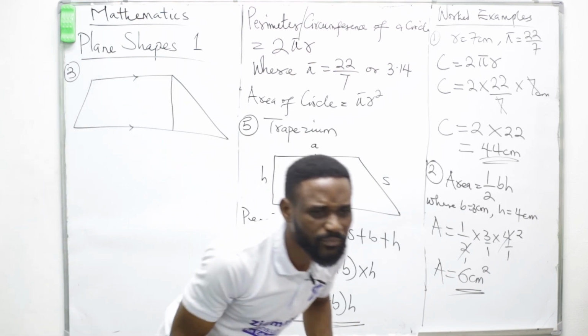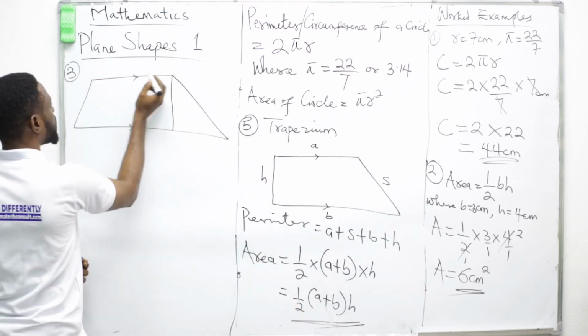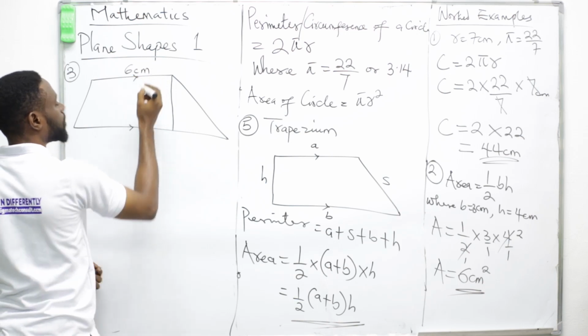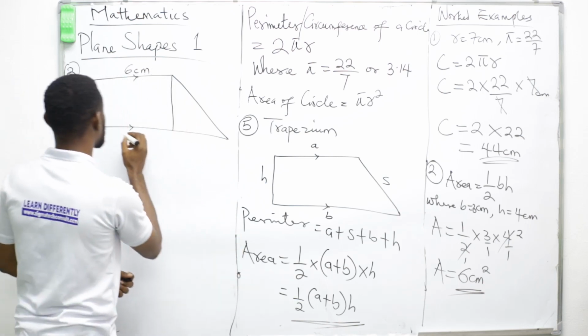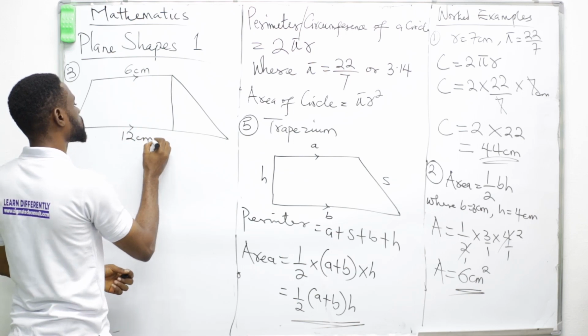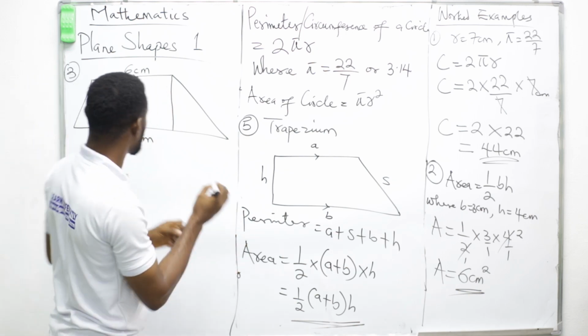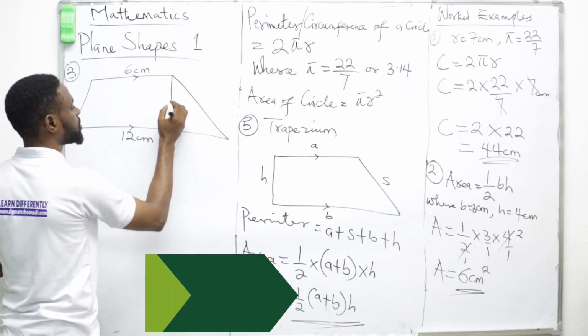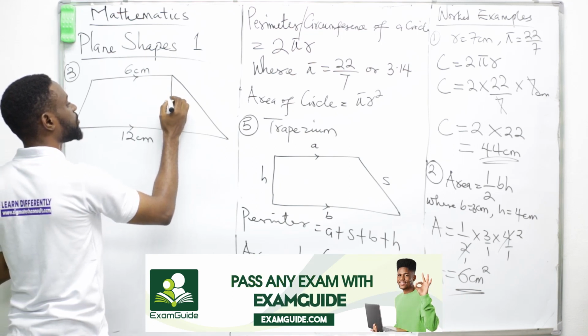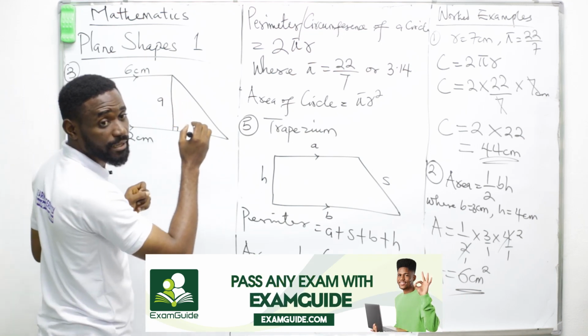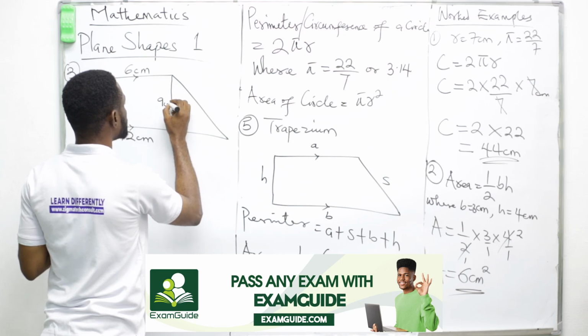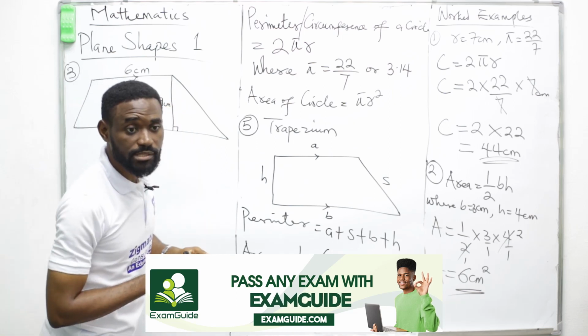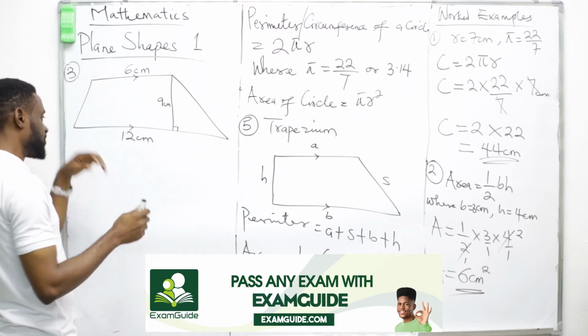So this is 6 cm. From here to here is 6 cm. Then this is 12 cm. This is 9 cm. Okay, those are the things given.